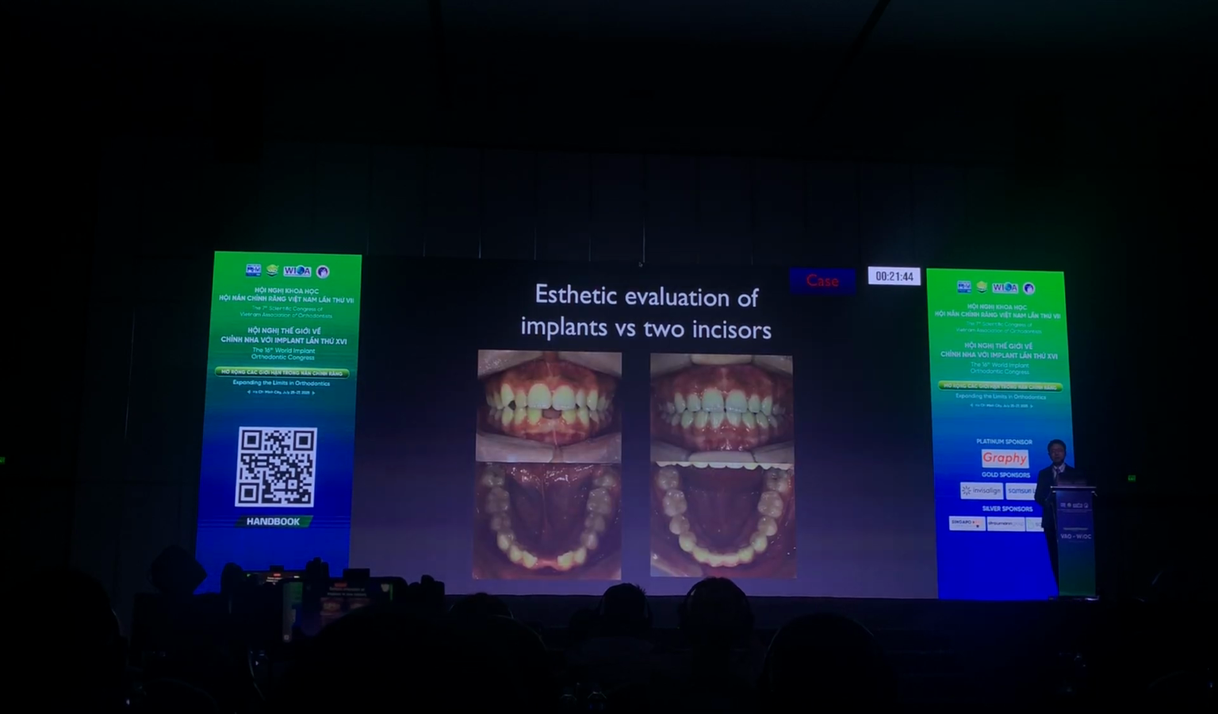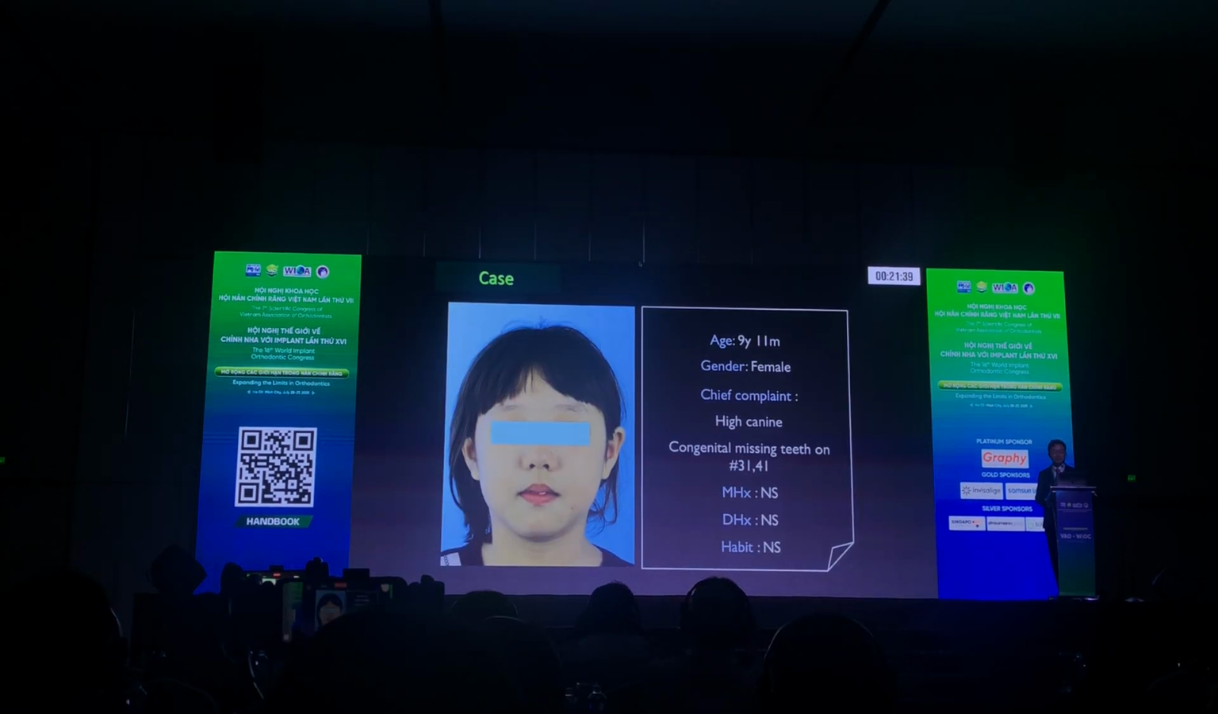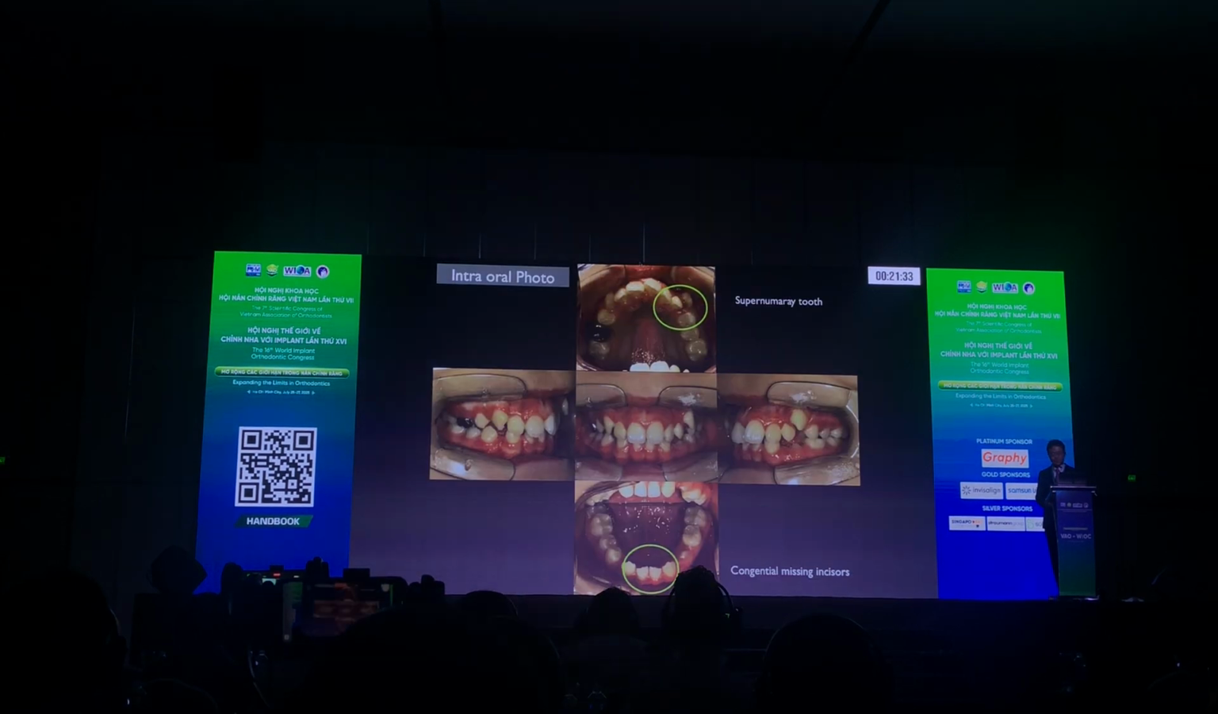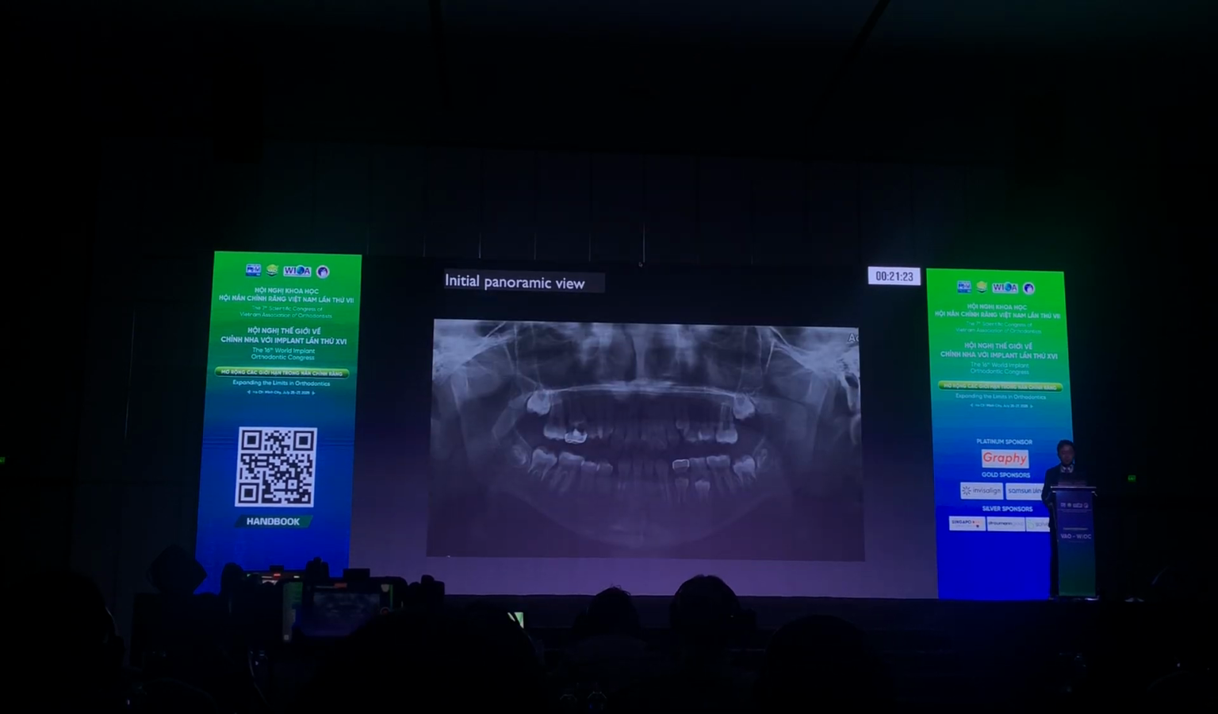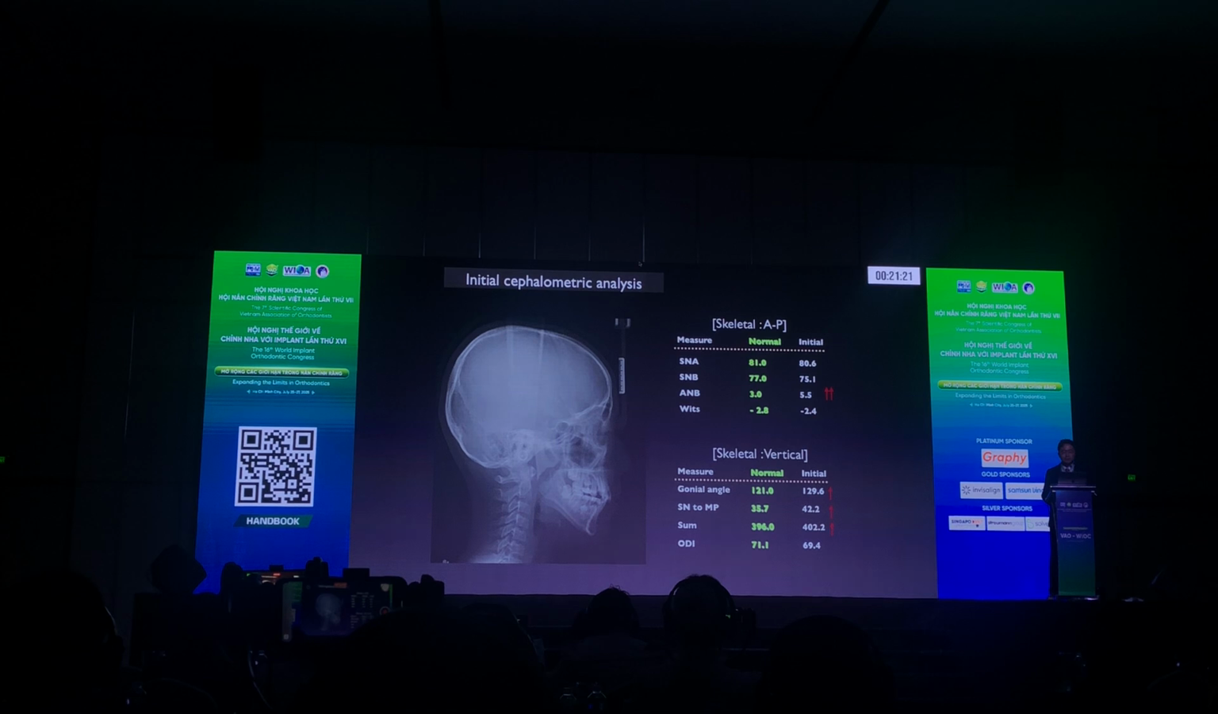So how about 2 incisors missing? This case is very interesting. She is 9 years old. She complained about a high canine and 2 incisors missing on the mandible, and class 2. High canine, and you can see a supernumerary tooth on the maxilla on the same side, and lower space because of 2 incisors missing. So she was class 2, with 2 incisors missing on the mandible. Maybe you can expect better extraction of the upper.